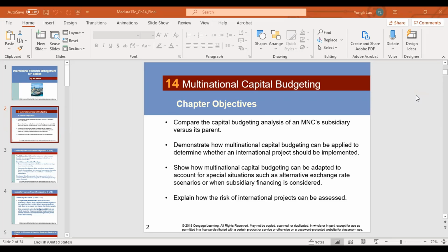1. Compare the capital budgeting analysis of an MNC's subsidiary versus its parent. 2. Demonstrate how multinational capital budgeting can be applied to determine whether an international project should be implemented. 3. Show how multinational capital budgeting can be adapted to account for special situations such as alternative exchange rate scenarios or when subsidiary financing is considered. 4. Explain how the risk of international projects can be assessed.